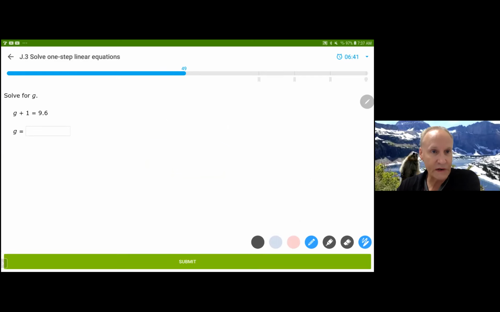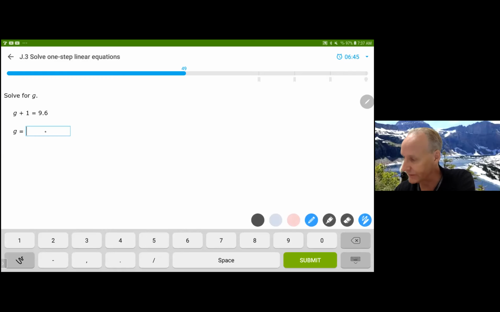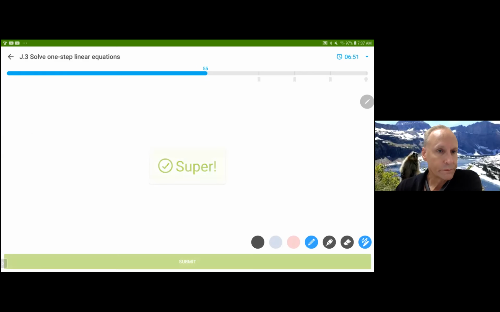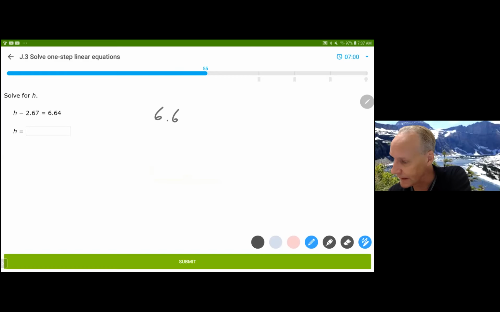This one, we're going to subtract 1 and get 8.6. Notice I did not do the fill in the blank. Very important, 8.6. In this one, I'm going to add the 2.67 to both sides. I'm just going to simplify this just a little bit. 6.64. I'm just going to add the 2.67 to both sides. I know I'm adding it to both sides. That is 9.31.